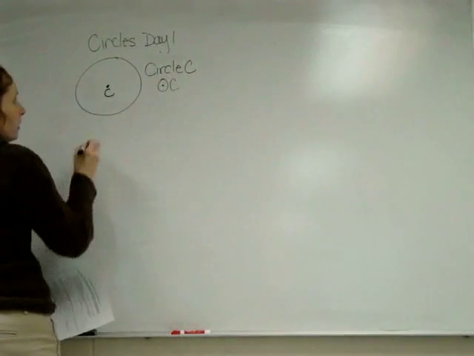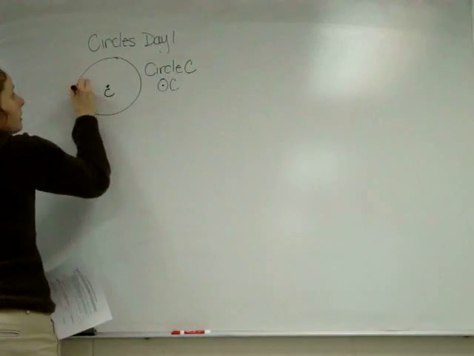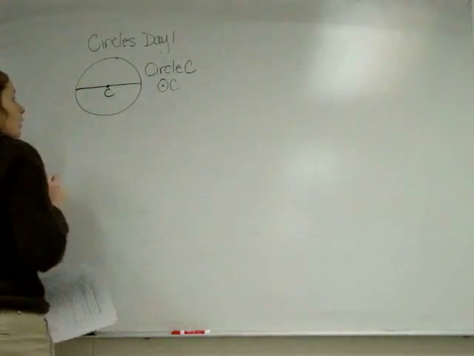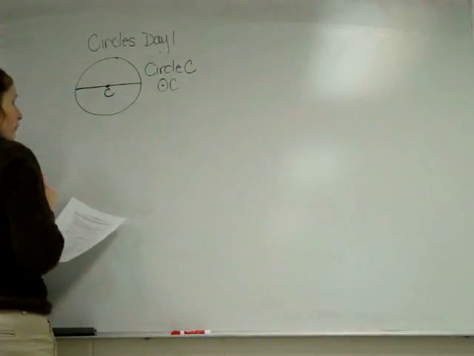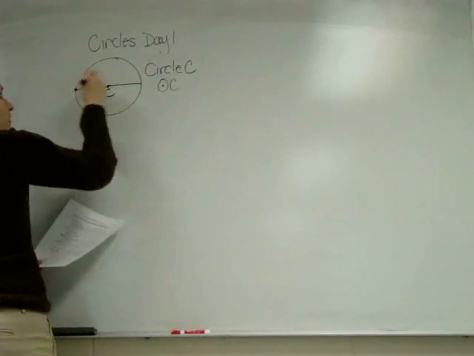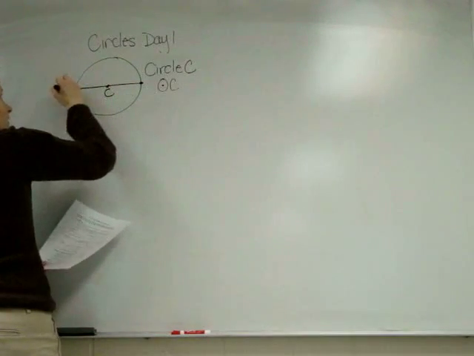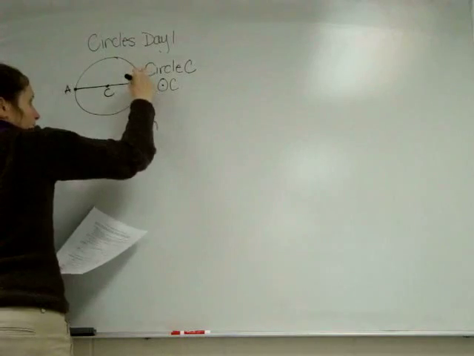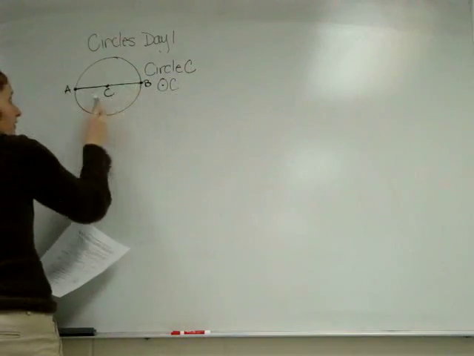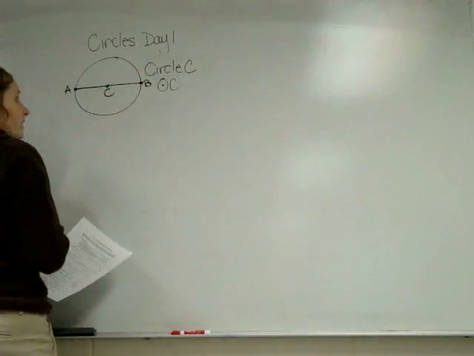The next thing we want to talk about is a diameter. A diameter is a segment going through the center of the circle with both endpoints on the circle. Okay, let's call this diameter AB. You can see the endpoints are on the circle and it goes right through the center.